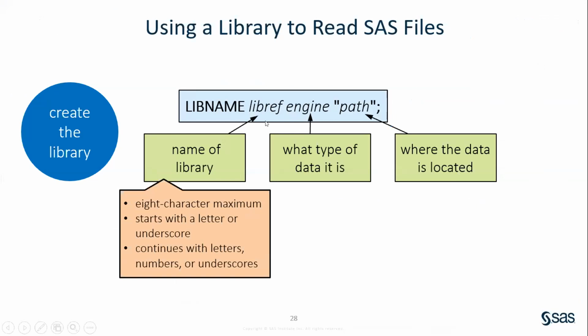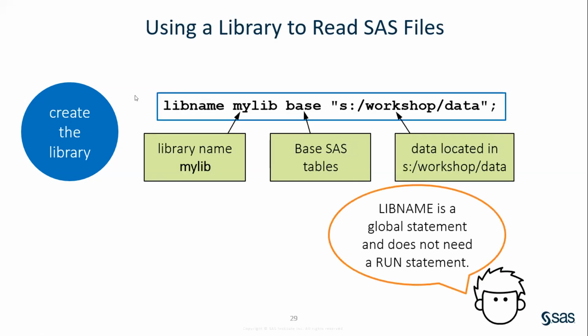When we are providing the name of a library, one should keep certain rules or naming conventions in mind. It should not be more than 8 characters long. It should begin with a letter or underscore, and subsequent characters could be letters, underscores, or even numbers. But it should not be more than 8 characters long. See this example they have provided. Here they have given the libref as mylib, with engine name base, which is for all base SAS tables, and this is the path where you have all your data.